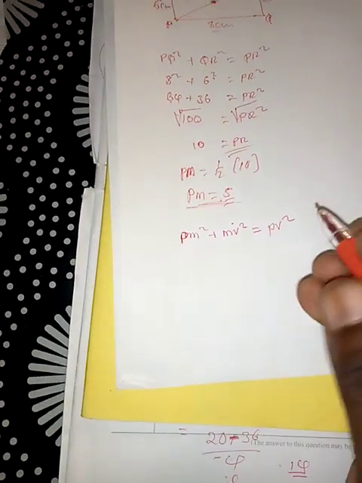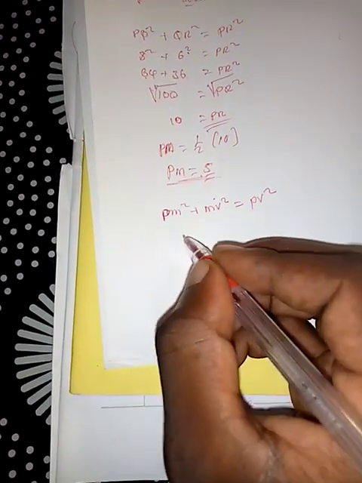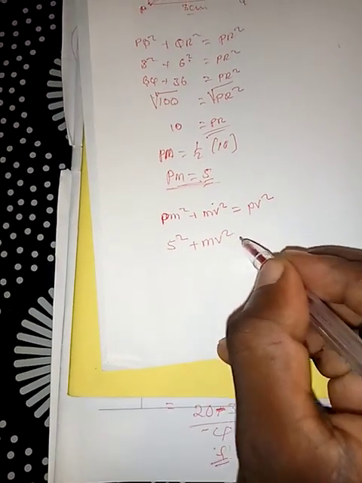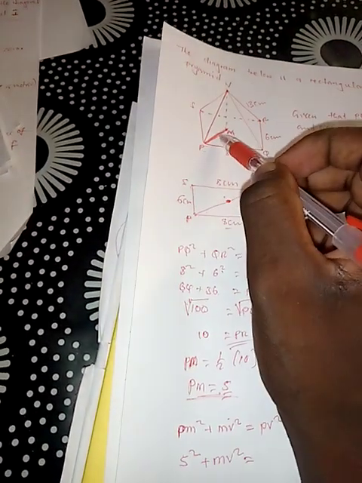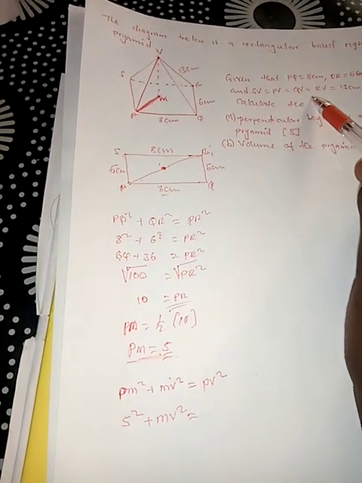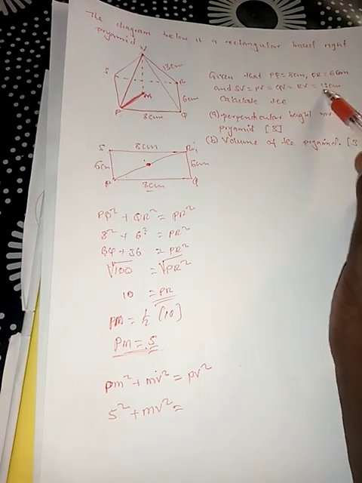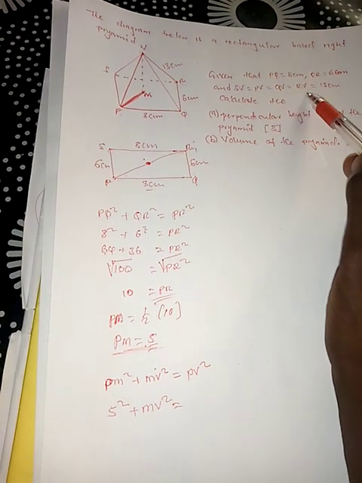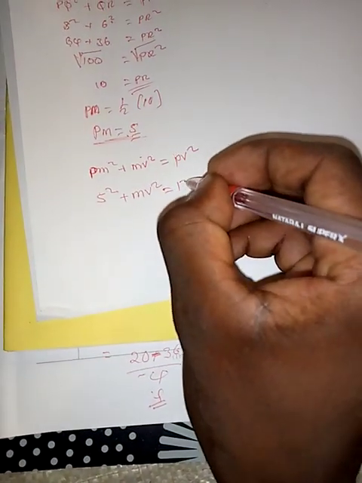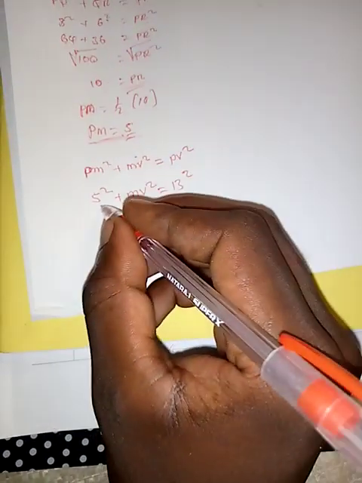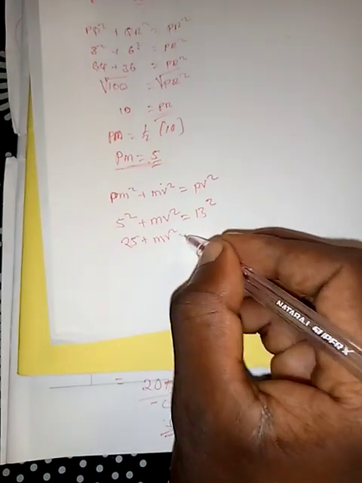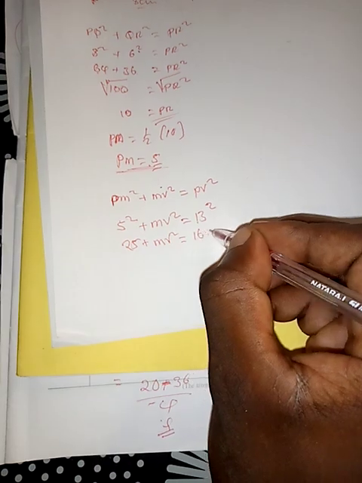So we pick this PM, which is 5 here squared. MV is the distance we are looking for. Then PV, they told us to say it is 13 centimeters here in this point. It is coming from this statement here, which is 13. So we write 13 squared here. So 5 squared is 25 plus MV squared equals 13 squared, that is 169.